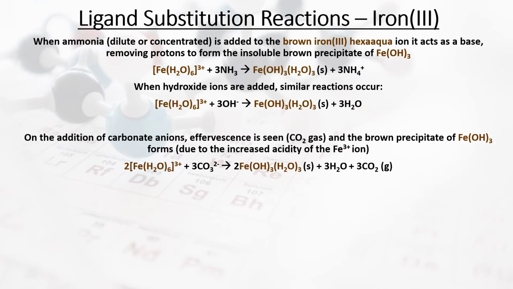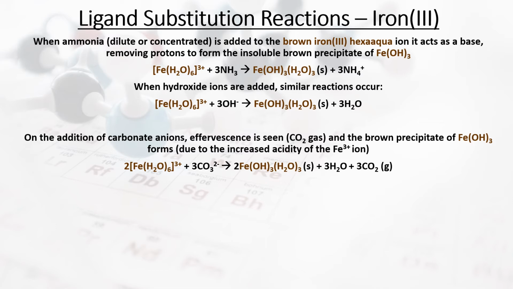Now essentially a very similar set of reactions happen with iron 3. So we take our ammonia, either dilute or concentrated, and add it to our brown iron(III) hexaaqua ion. It acts as a base, it removes the protons from some of those coordinated water molecules, and it forms our insoluble brown precipitate of the iron hydroxide. And because it's the iron 3, the precipitate is the Fe(OH)3(H2O)3. And so we can write our equation here either using ammonia acting as a base or our hydroxide ions acting as a base. And for both of them, we go from our light brown hexaaqua ion to our slightly darker brown precipitates of our hydroxides, the Fe(OH)3(H2O)3.